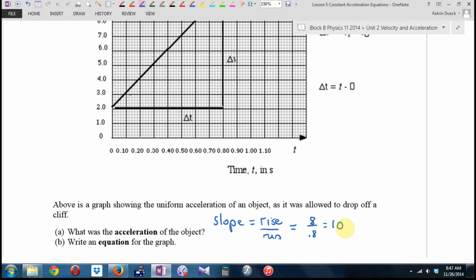Meters per second squared. And again, remember, if you know the units, it also actually helps you figure out what the slope was, because the slope was rise, which is meters per second, if you look at my y-axis, over run, which is seconds. You can see it's meters per second per second. It is meters per second squared.